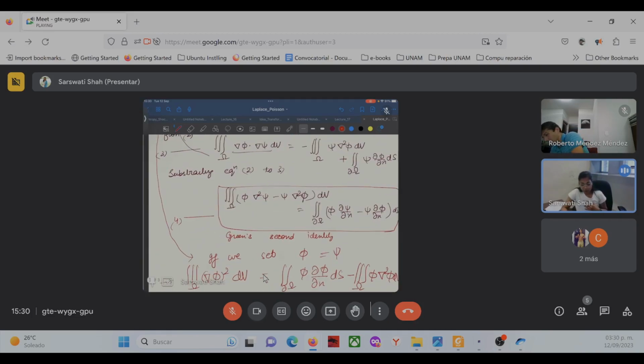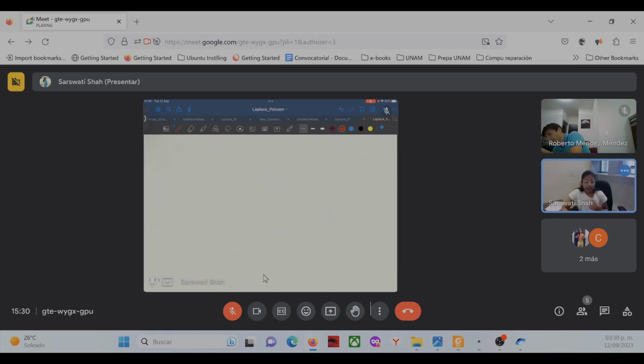Now I would like to point out, at some point a lot of students get confused with this symbol.